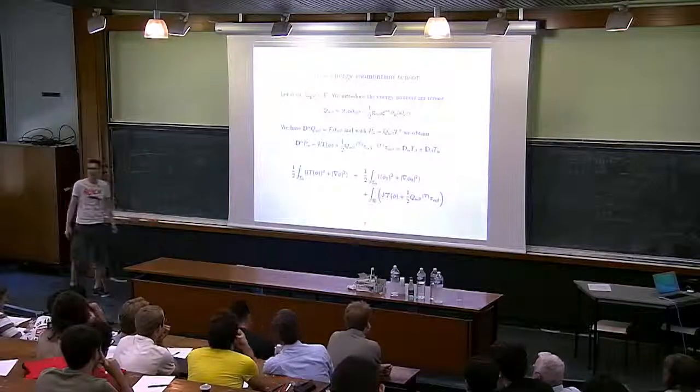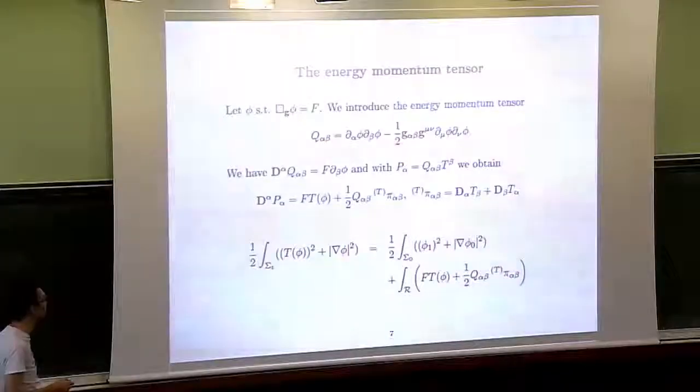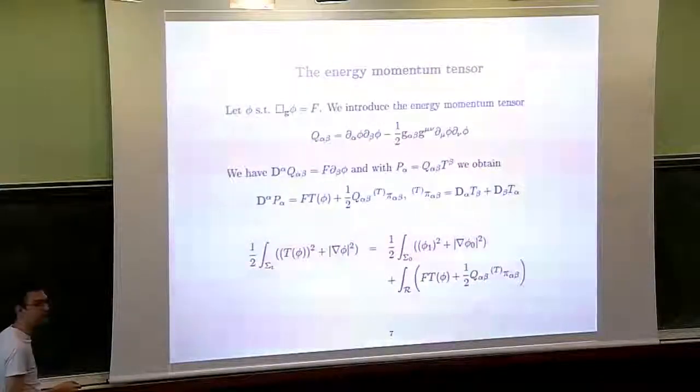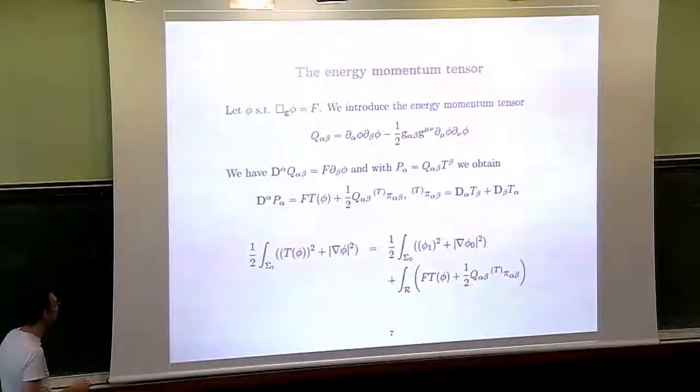And now again, I want to compute the divergence of P alpha. So I have d alpha P alpha. So what do you pick? You have two cases. Either the d alpha falls on q alpha beta, in which case I pick f d beta phi. You get f d beta phi T beta, so you contract T beta with d beta phi, that gives you T of phi. So you get f T of phi, that's when the divergence falls on q alpha beta.